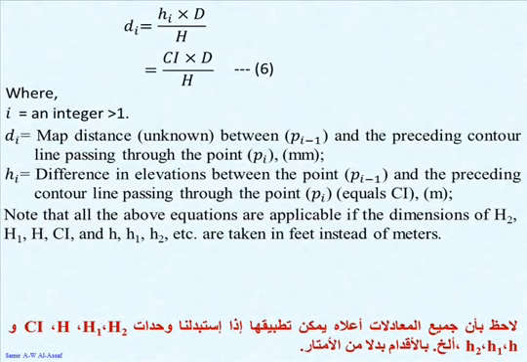Small d sub i is the map distance, which is unknown, between small p sub i minus 1 and the preceding contour line passing through the point p sub i in millimeters. Small h sub i is the difference in elevations between the point p sub i minus 1 and the preceding contour line passing through the point p sub i, which is equal to the contour interval in meters. Note that all the above equations are applicable if the dimensions of capital H sub 2, capital H sub 1, capital H, the contour interval, and small h sub 1, small h sub 2, etc. are taken in feet instead of meters.